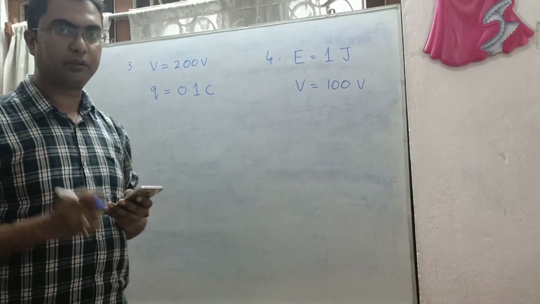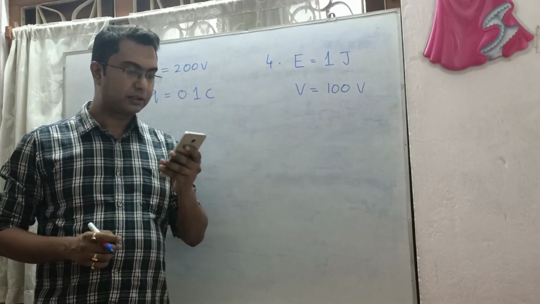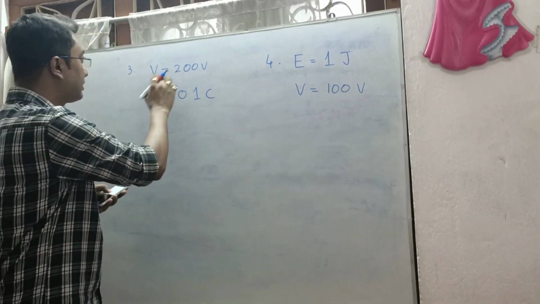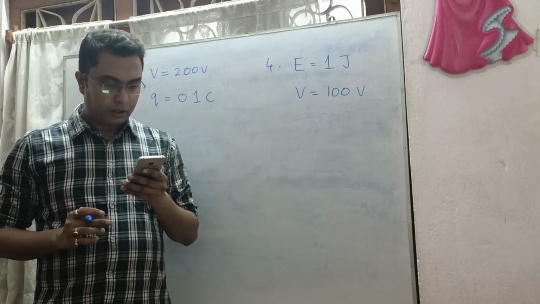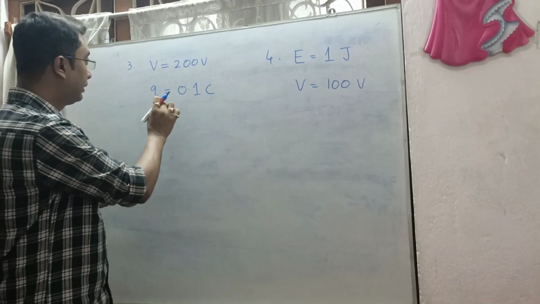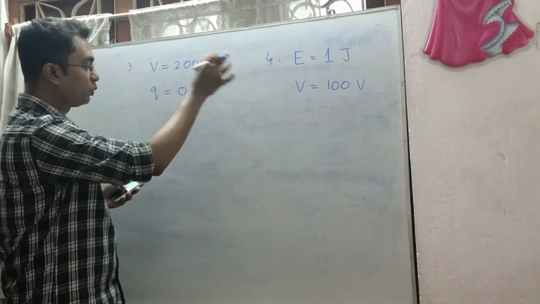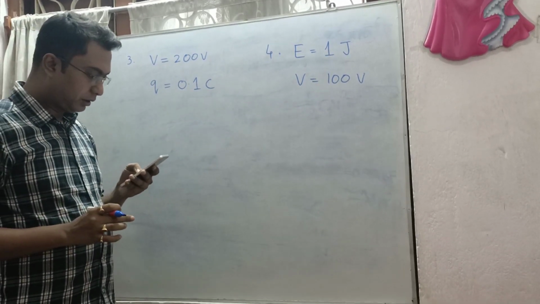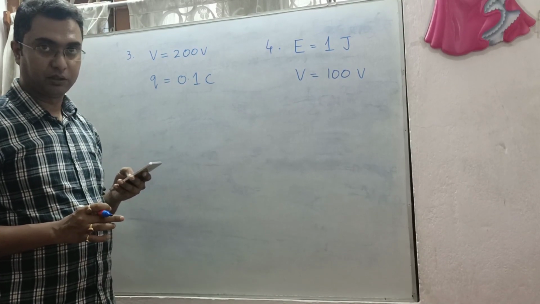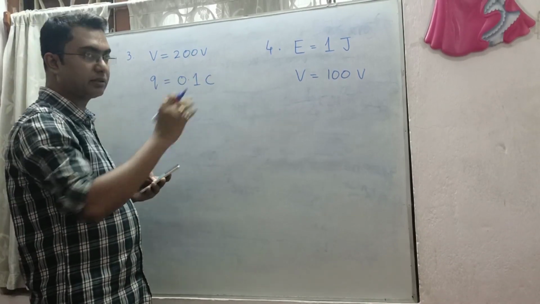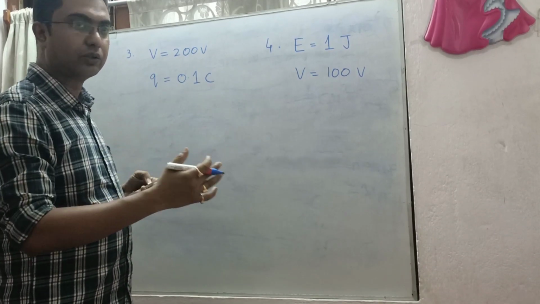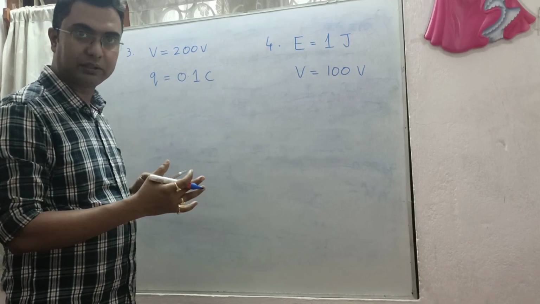Now question number 3. In question number 3 it is given that a capacitor is charged through a potential difference of 200 volts. That is, V is given as 200 volts. And when 0.1 coulomb charge is stored in it, that is, the value of Q is given. This amount of charge is stored inside the capacitor. Now it is asked how much energy will it release when it is discharged. Now when the capacitor is connected in a circuit and it discharges, how much energy can it release? So the amount of energy stored, that much energy it can release.